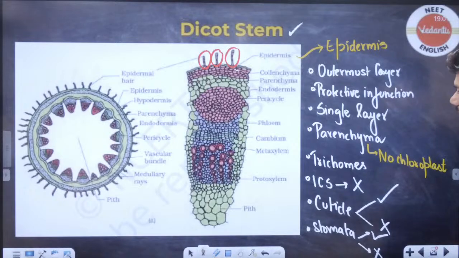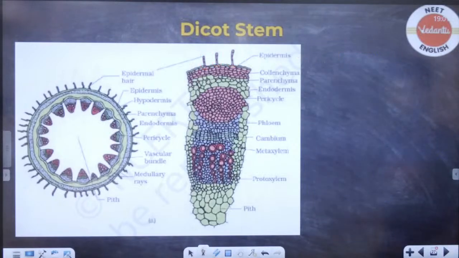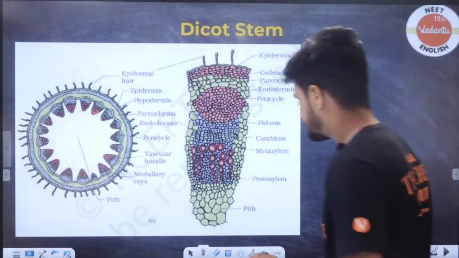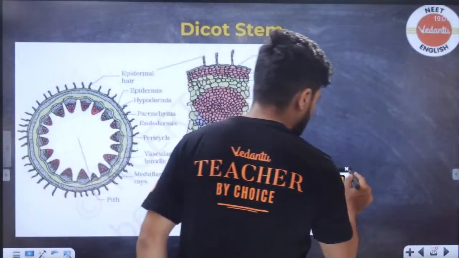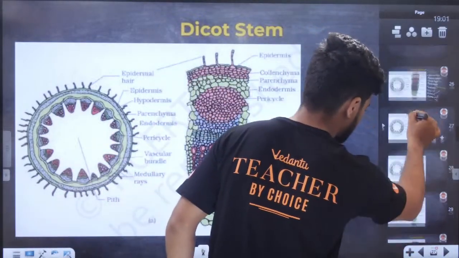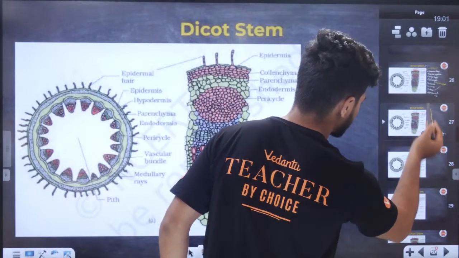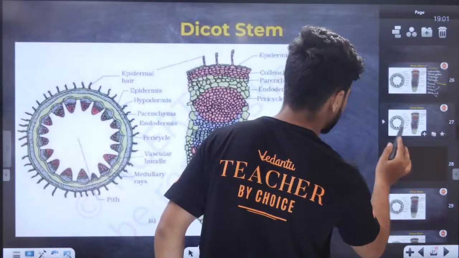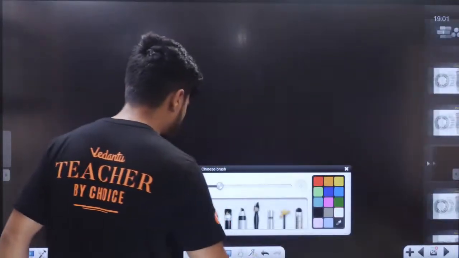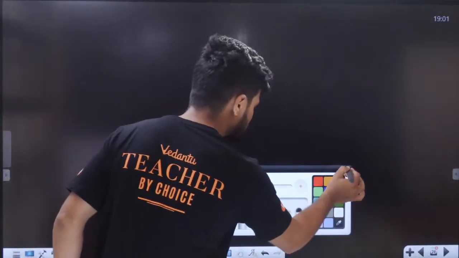Now, students, the next thing you need to understand here is the ground tissue system. Let me draw one. I'll take a separate slide. Next thing is actually called your ground tissue system. Write down this way.